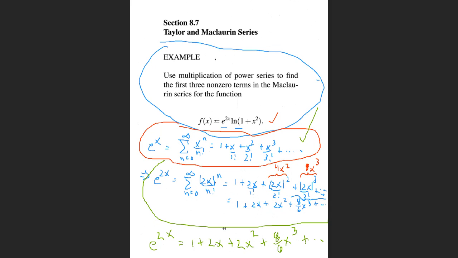Now we can do the same thing for the natural log of 1 plus x squared. Are there any questions on this Maclaurin series for e to the 2x power? Any questions on that?